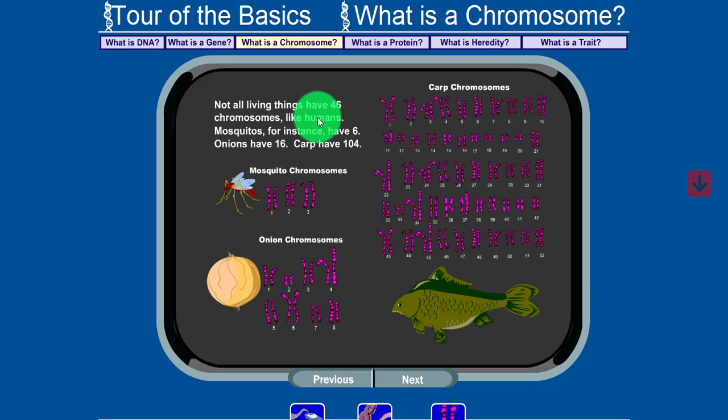Not all living things have 46 chromosomes like humans. Mosquitoes, for instance, have 6. Onions have 16. Carp have 104.